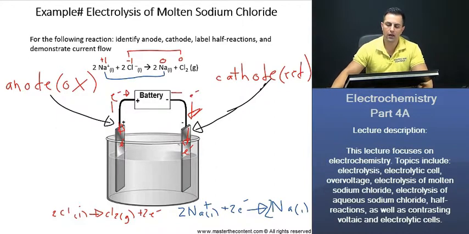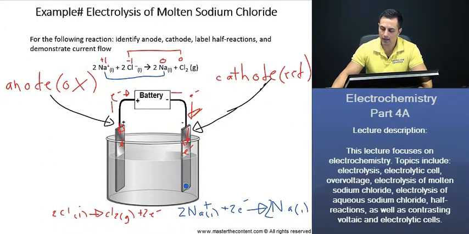Okay, great. Now, what's powering this, right? Well, it's going to be the battery. The battery is acting like an electron pump, right? And what do we mean by that? What do we mean by it's acting like an electron pump? Well, what it's actually doing is pulling these electrons from this positive electrode, and it's pushing the electrons to this negative electrode.